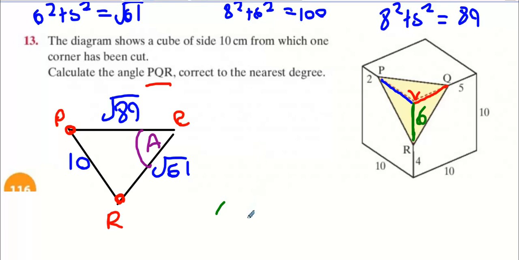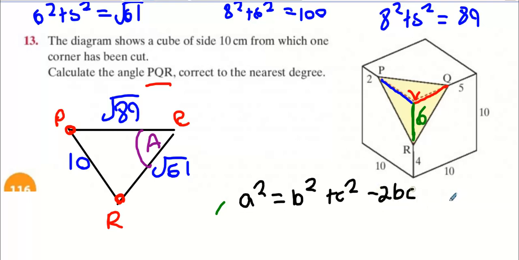That was a difficult question in the end, wasn't it? Three right angle triangles, and then you had to use the cosine rule. That's capital A, so small a is 10.